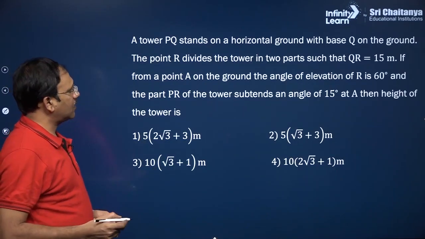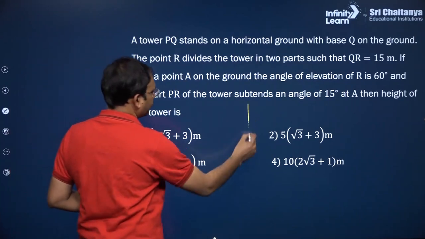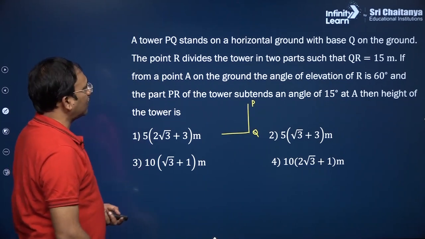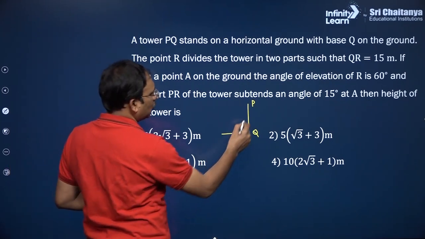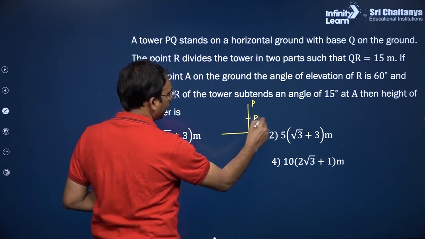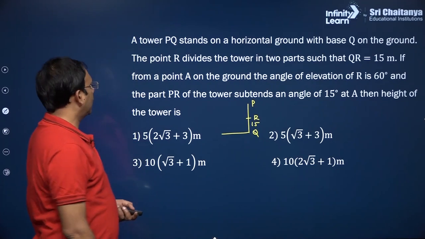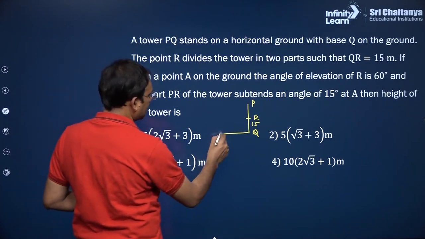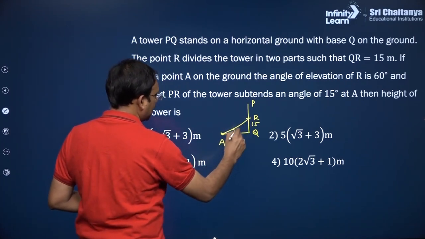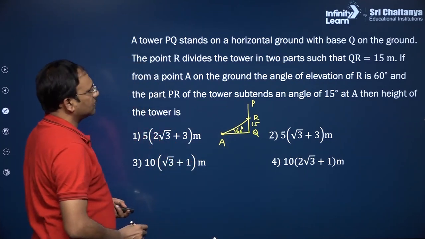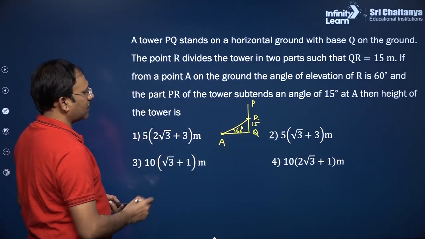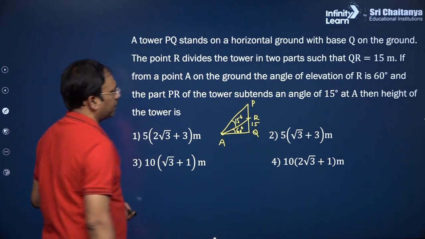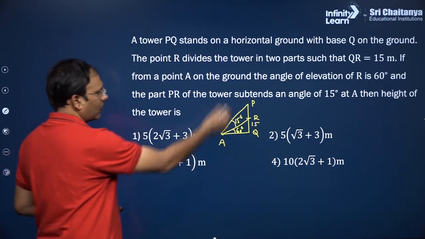A tower PQ stands on a horizontal ground with base Q. Okay. P here. The ground. The point R divides the tower in two parts such that QR is equal to 15. Okay, this is 15. Now, if from a point A on the ground, the angle of elevation of R is 60, so this is 60 degrees, my dear friends. Okay, then the part PR of the tower subtends an angle of 15 degrees at A. So this is going to subtend 15 degrees at A. Fine. Then the height of the tower, I want height of the tower.